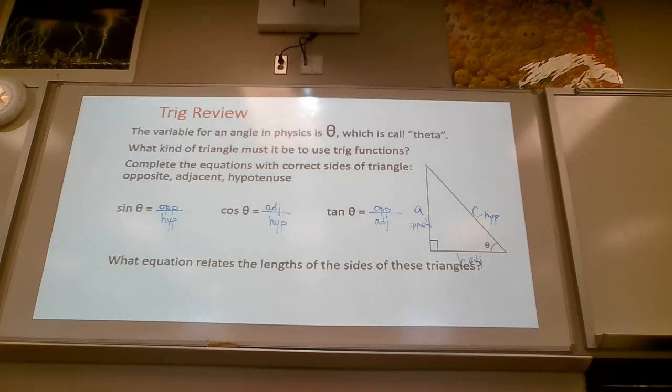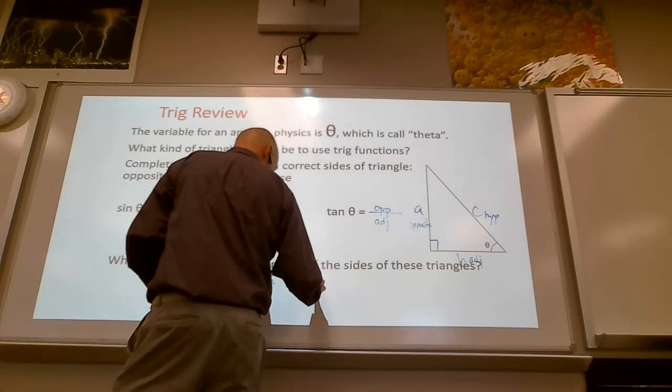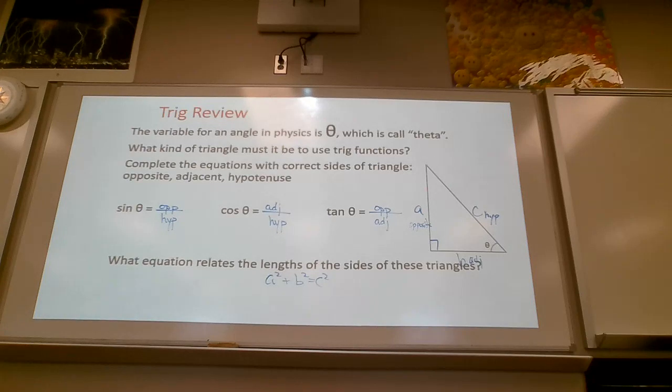And what equation relates to the lengths of the three sides? Pythagorean theorem, a squared plus b squared equals c squared. Okay, this whole slide needs to be memorized. I hope it is already there in your brain. If it isn't, get it there. Yeah? Good.